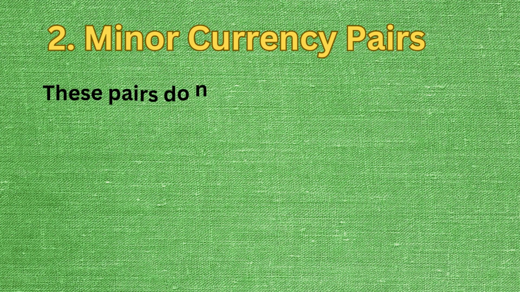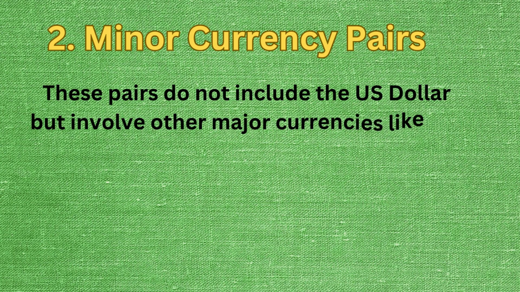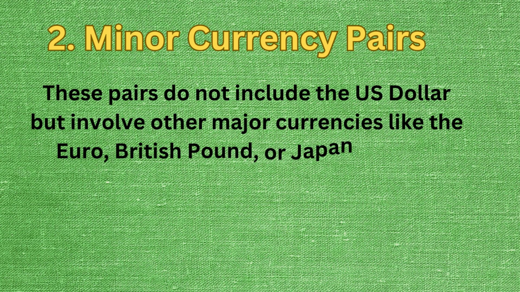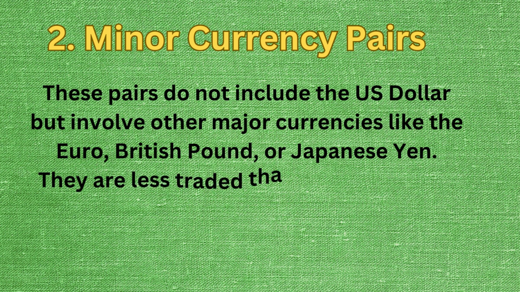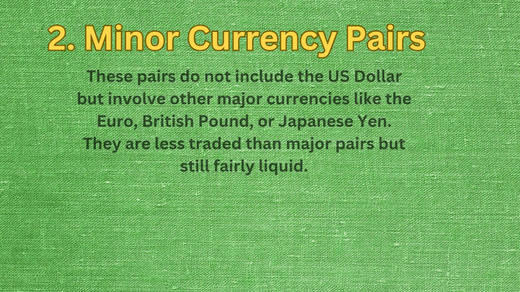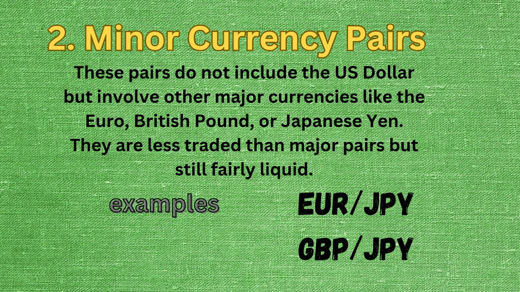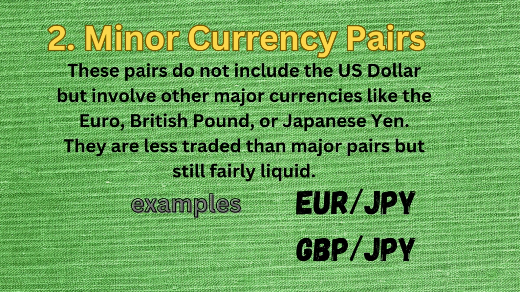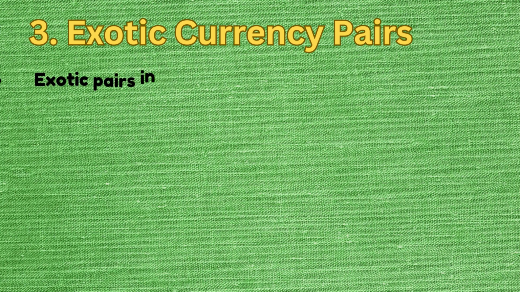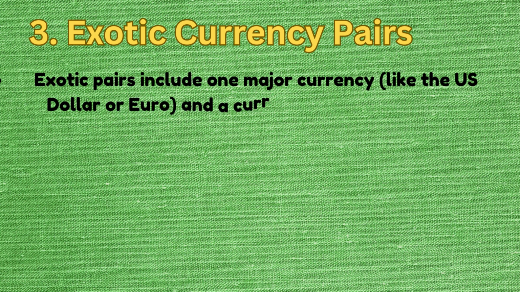The next one that we have here is the minor currency pair. These pairs do not include the US dollar, but involve other major currencies like the euro, British pound, or Japanese yen. They are less traded than major pairs, but still fairly liquid. For example, we have Euro JPY, we have GBP JPY.